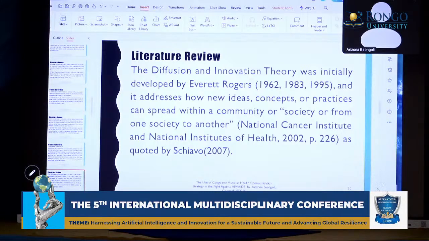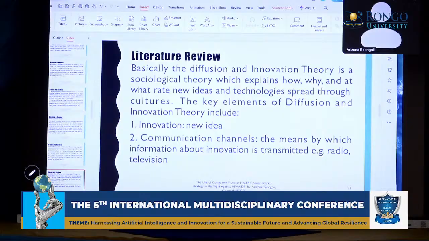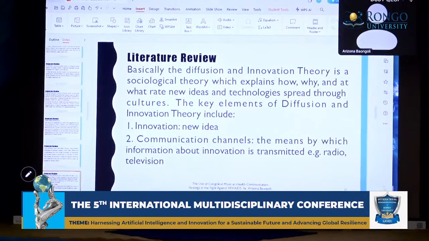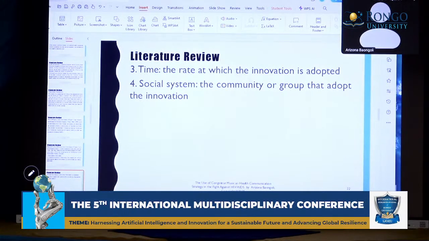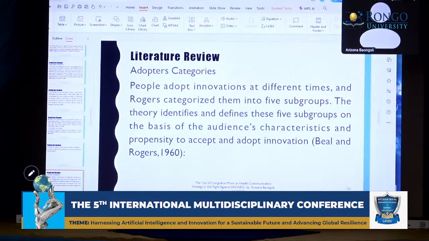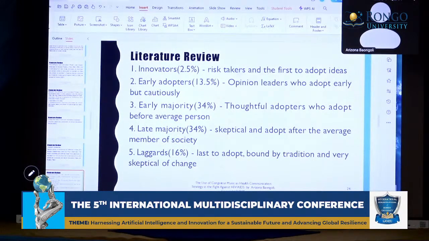Basically, we are looking at the use of music as an innovative way where someone can innovate by entertaining and educating people. It makes it a little bit special because instead of just using the traditional way, people can use music to pass health messages. The key elements of this theory include innovation, and as we know, AI that we are now currently using is an innovation. There is time, social system. All these other details are about the theory. I will skip them because of time.